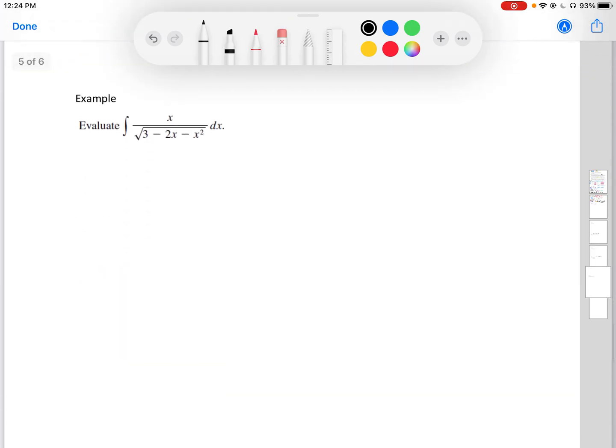And then for our last problem, we don't have a traditional setup, right? We don't have a variable squared minus a number under that radical or in that radical. So because of that, we have to complete the square to make it look like something we want.